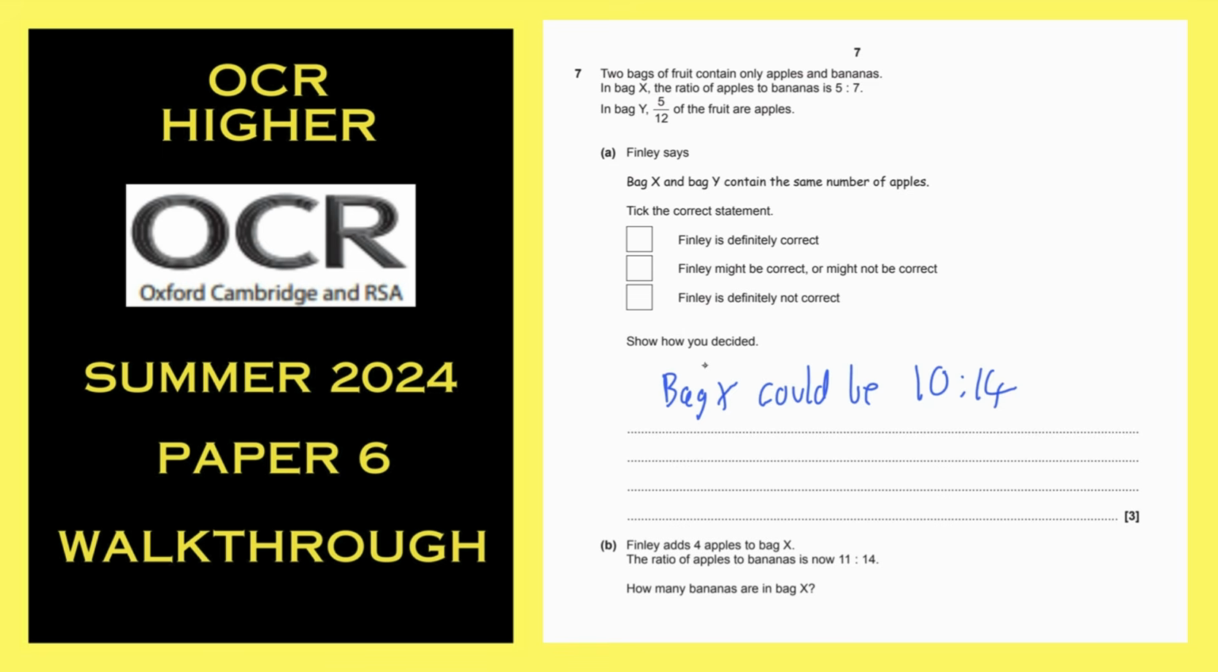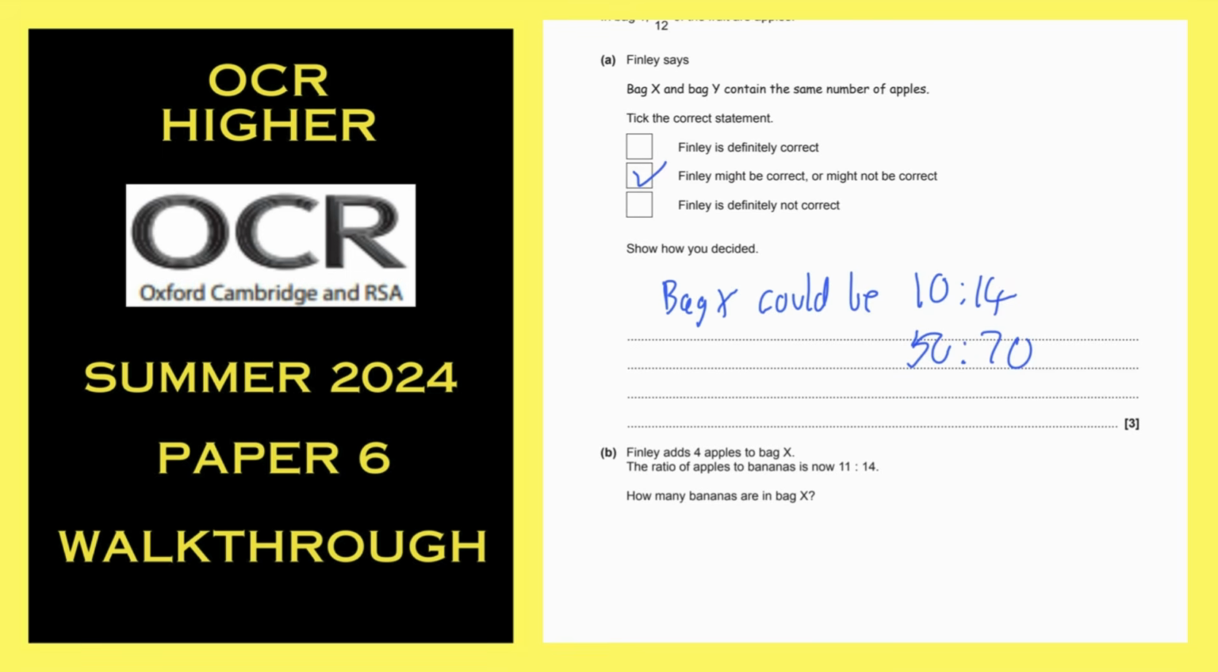They might look identical. Now, there is a case. There could be 5 and 7. And in bag Y, that would also therefore be 5 and 7. So it's the middle one, because there is one case that Finley is correct, but I've just given an example, 10, 14, 50, 70, whatever you want to do. But that will get you the marks for arguing that things can cancel down in proportion.